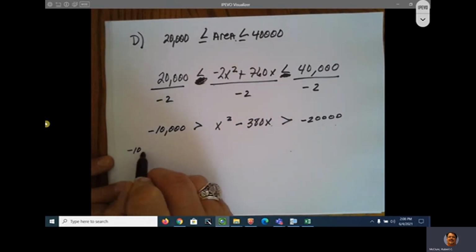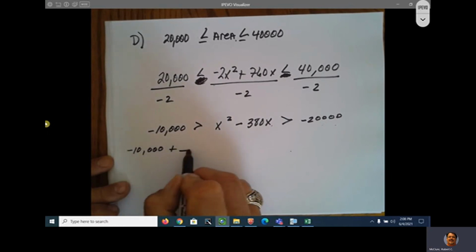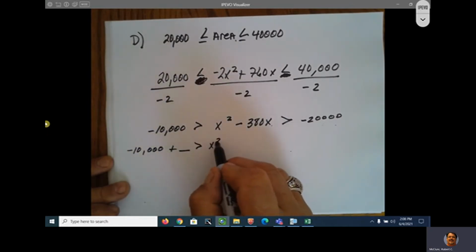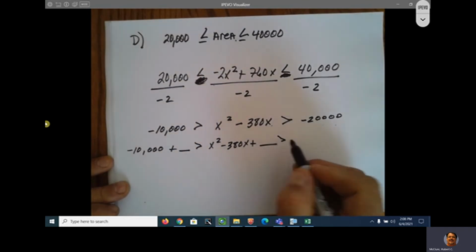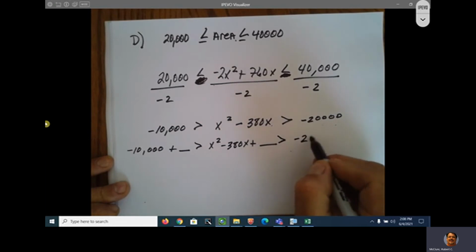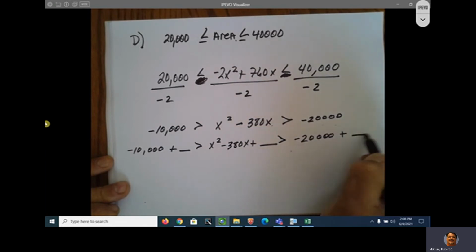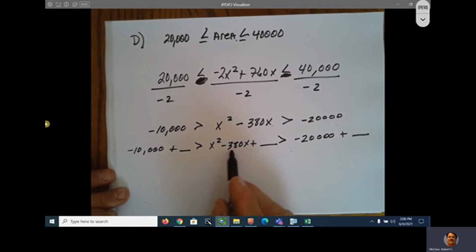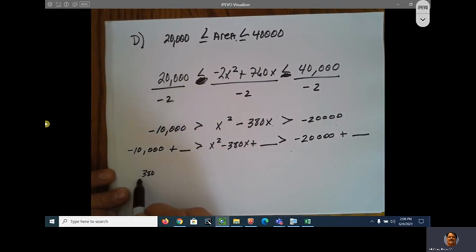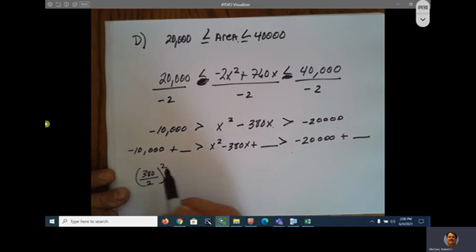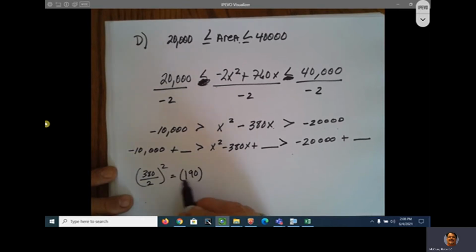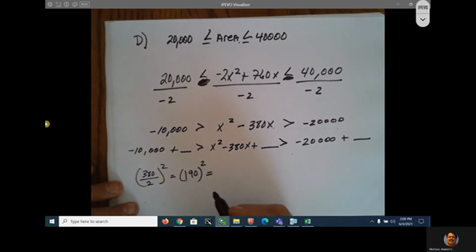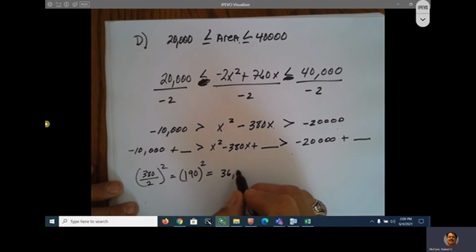So negative 10,000 plus blank, x squared minus 380x plus blank, negative 20,000 plus blank. So we're going to take 380, divide it by 2 and square it. 190 squared, which I got is 36,100.